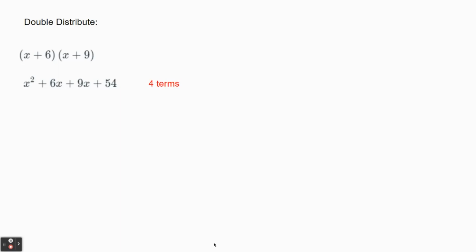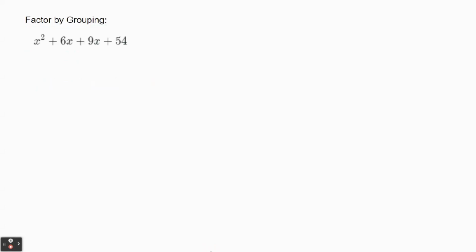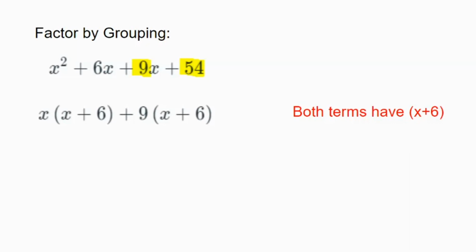So I want to really take a look at these 4 terms and then also review the grouping method. Let's take a look at the first 2 terms and the second 2 terms. Do they have something in common? So we have x squared plus 6x plus 9x plus 54. The first 2 terms both have an x, which can be undistributed. We can factor out that GCF. And then we can also take out a 9, or divide by a 9, undistributed 9.